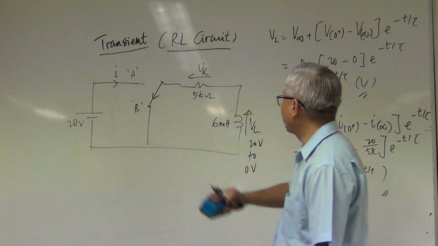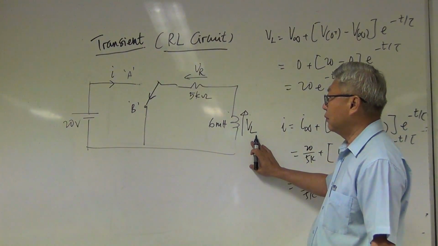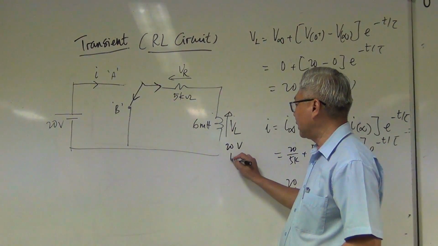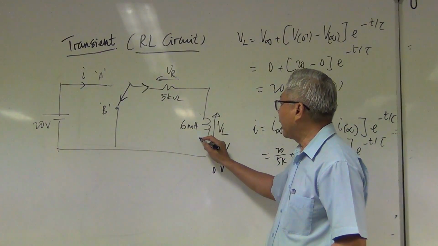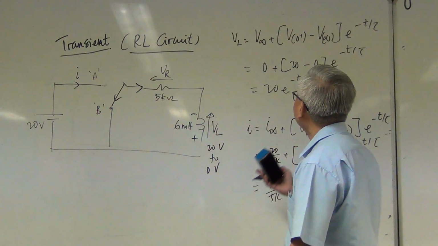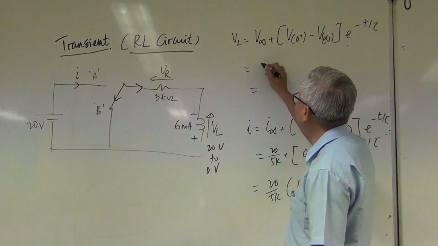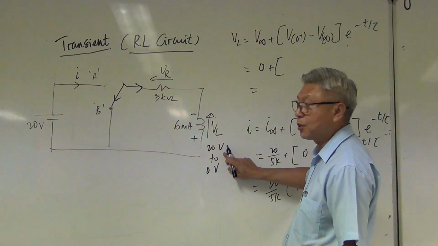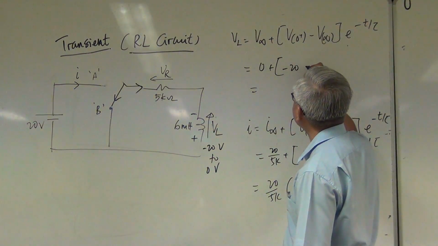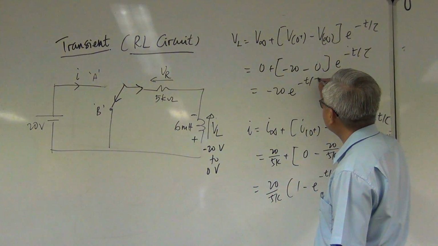Now the switch is thrown to position B. In order to maintain the current flow this way, VL must develop 20 volt, right? So it's 20 to 0 volt again. But the polarity now is going to be like this. Still remember our negative sign? Yes. Okay, so let's try. Finally, it's 0. Initially, it should be minus 20 volt, correct? Because I put my arrow this way. So it should be minus 20, minus 0, times e to the minus t over the time constant. So it's minus 20 e to the minus t over the time constant voltage.